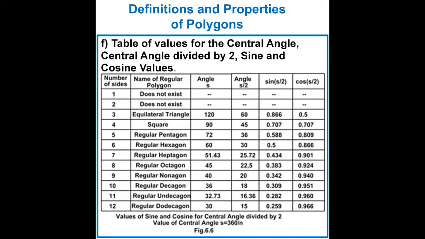In this slide is presented the table that shows the values for the sine and cosine of the angle S divided by 2, that has the value half of the value of the central angle S of the polygons. The center angle has a value of 360 degrees divided by the number of sides of the polygon.